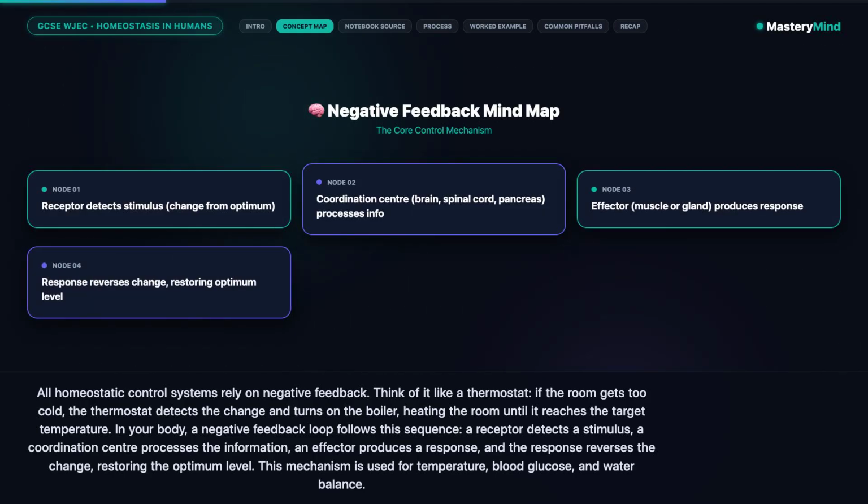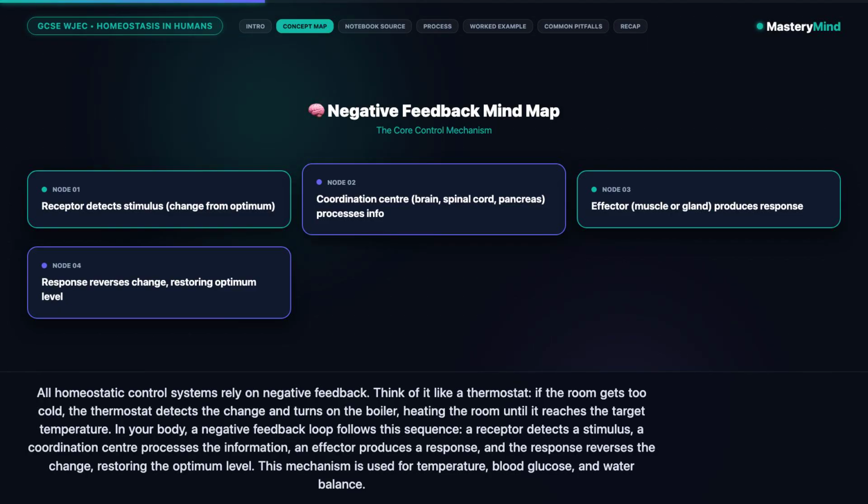Think of it like a thermostat. If the room gets too cold, the thermostat detects the change and turns on the boiler, heating the room until it reaches the target temperature. In your body, a negative feedback loop follows this sequence. A receptor detects a stimulus, a coordination center processes the information, an effector produces a response, and the response reverses the change, restoring the optimum level. This mechanism is used for temperature, blood glucose, and water balance.